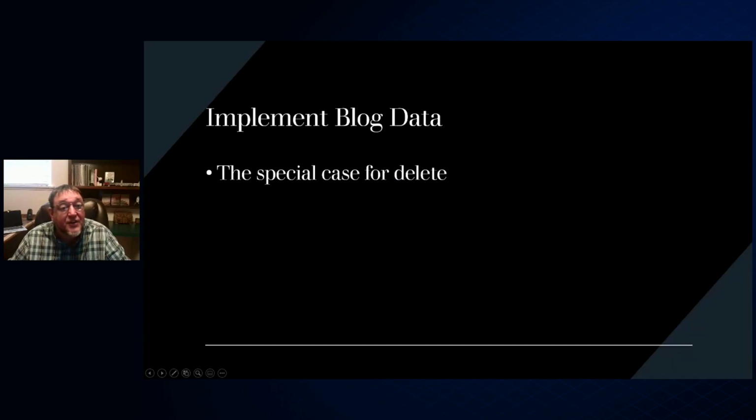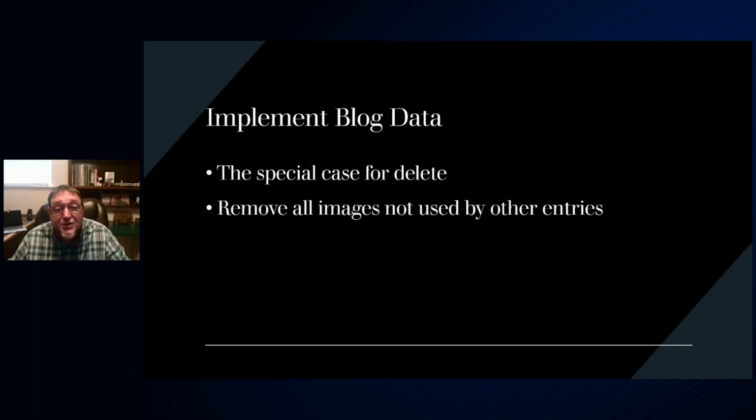So we're going to implement the blog data, and there's a special case for delete. We talked about it already. We want to remove all images that are not used by other entries. So if I use an image twice, I want to make sure I'm not deleting the image in the other entry if it has the same file name, because I don't do unique file names by blog with the way I wrote it, because I didn't want to store the same file twice.